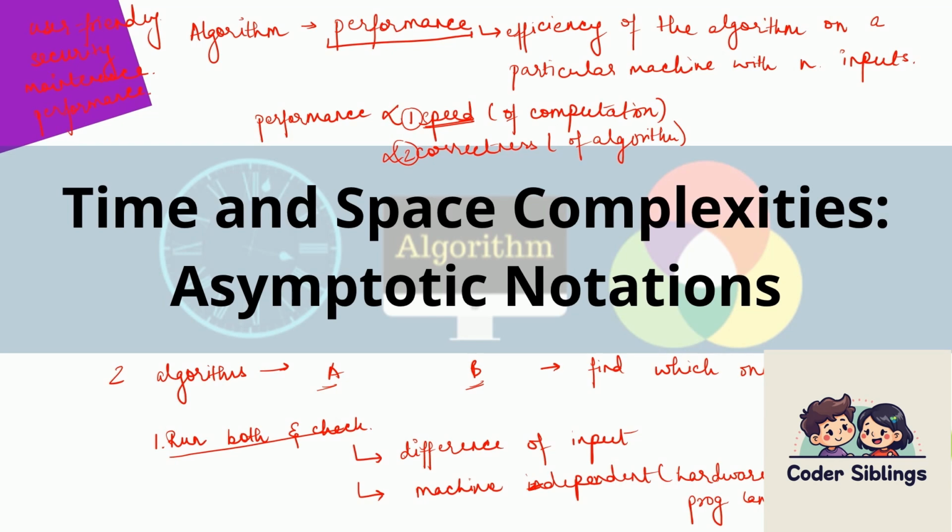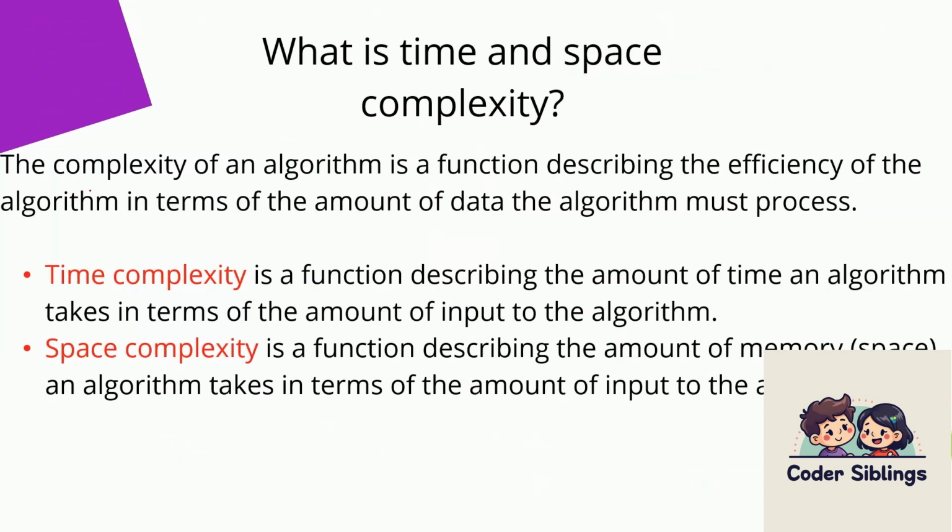So what we do? What is time and space complexity, right? The complexity of an algorithm is a function describing the efficiency of an algorithm in terms of the amount of data the algorithm must process, right?